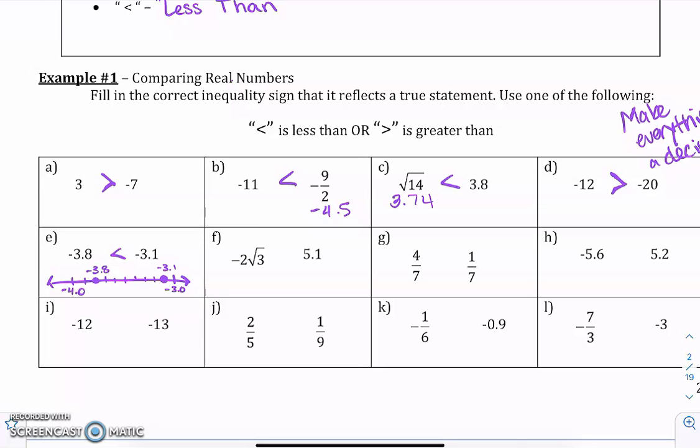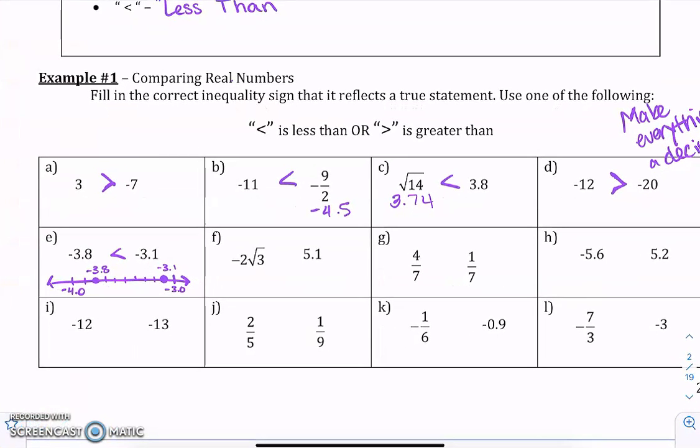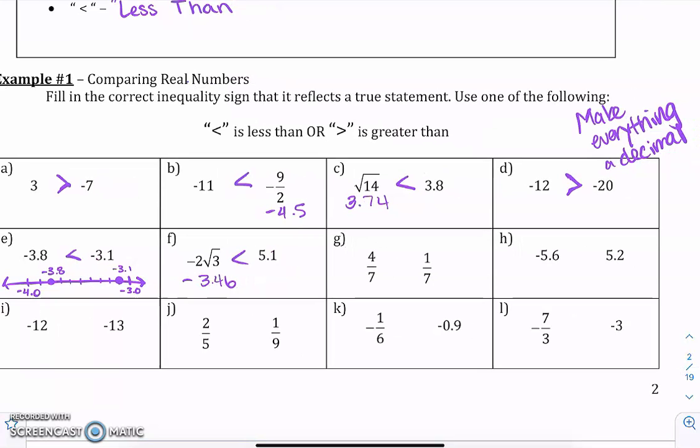So negative 2 square root 3, same thing. Just go to your calculator, start with the negative 2, and then second square root of 3. What does it equal? Negative 3.46. Now, I guess we really didn't need to turn that into a decimal, because if this one's negative and this one's positive, just right away, we know that the negative number should be less than the positive number. So sort of the same thing with h. We've got a negative and a positive. The negative is going to be smaller, just automatically.